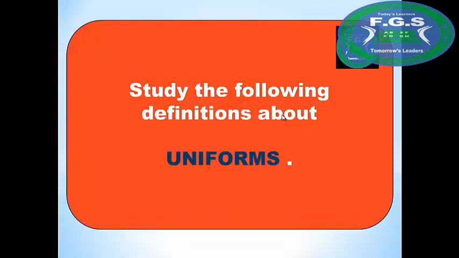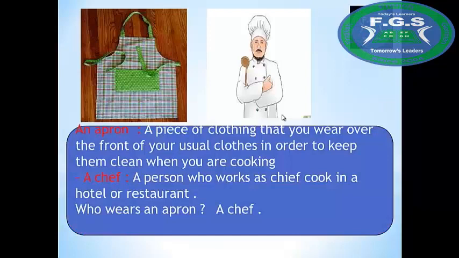Another group of vocabulary, definitions about uniforms. An apron is a piece of clothing that you wear over the front of your usual clothes in order to keep them clean when you are cooking. As you see, this chef or cook wears an apron. A chef is a person who works as a cook in a hotel or a restaurant. Who wears an apron? Of course, a chef.